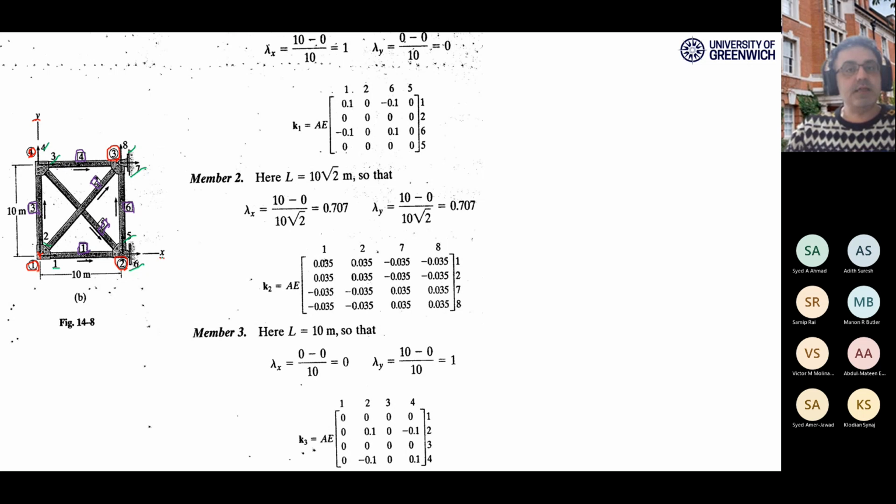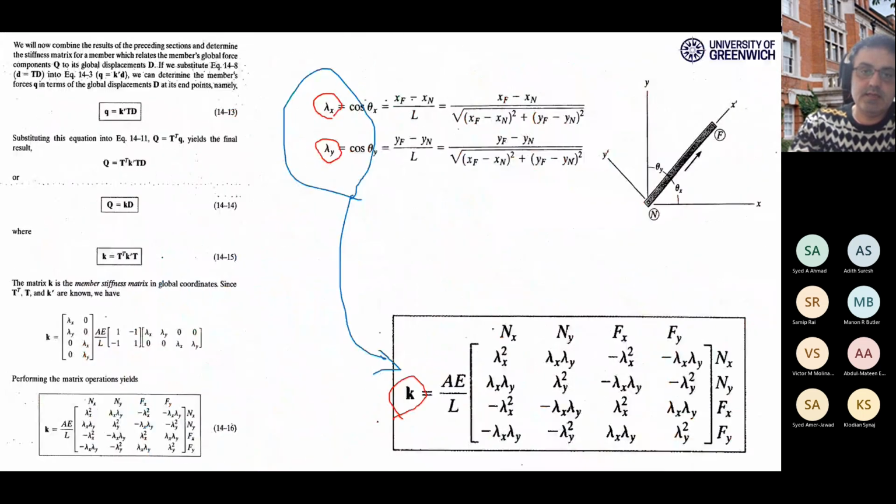With these definitions, now it's time to jump into assembling a single 4 by 4 matrix for every single element. So just to remember, I'm using this one again. I'm going through assembling this 4 by 4 matrix for every single element. So I need to calculate lambda x and lambda y, and I know A, E, and L for every single element.